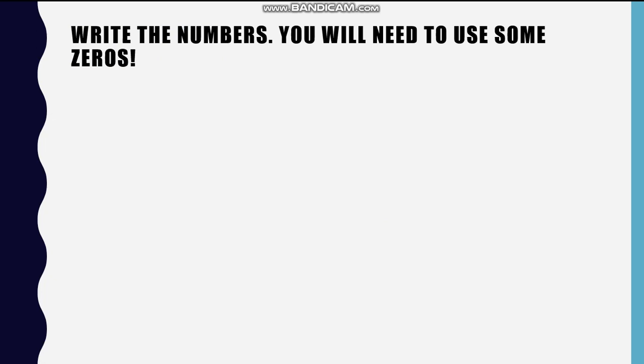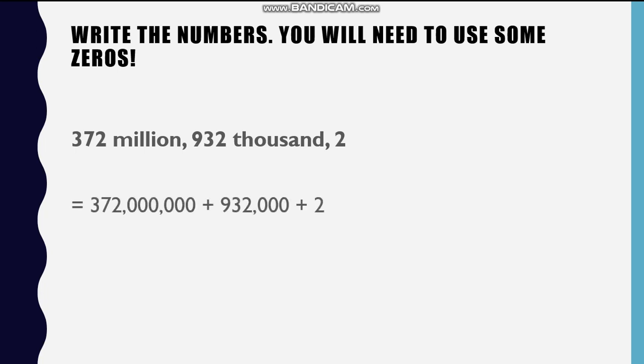Write these numbers. You will need to add some zeros. So I am writing a few numbers. These numbers are given in words. You have to write them in terms of numbers. So here you can see 372 million plus 932 thousand plus 2. How will you write it? First of all, write down 372 million. For million, 6 zeros. Just now I said. For 1,000, triple zeros, plus 2. Now add all three. You will get 372,932,002.